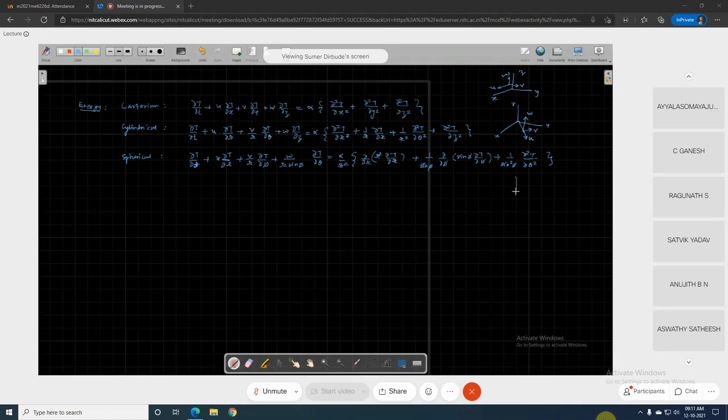In a spherical coordinate, we have our coordinate system like this, and we have u in the r direction. So for any point, you have u in this direction, and in the phi direction you have the v component of the velocity, and the w component is in the theta direction.